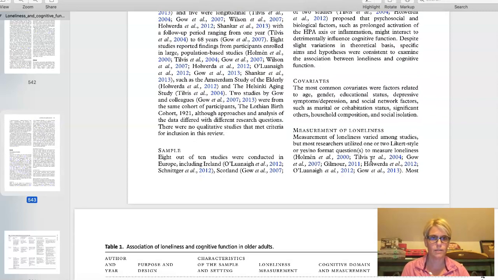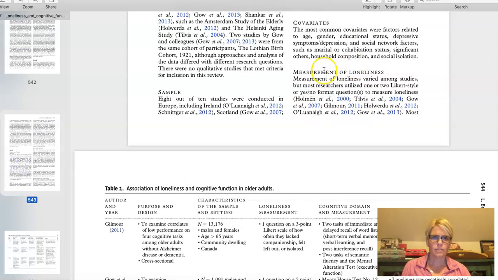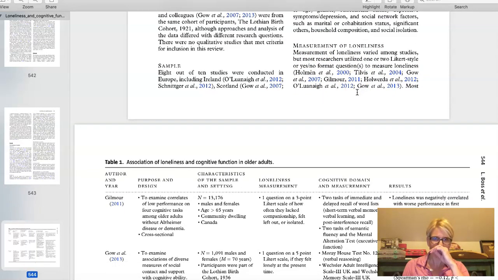So this is similar to yours, where you start with the measure. So this summarized the measure of loneliness. So measures of loneliness varied among most studies, but most utilized one or two Likert style format questions. So it looks like 1, 2, 3, 4, 5, 6, 7.